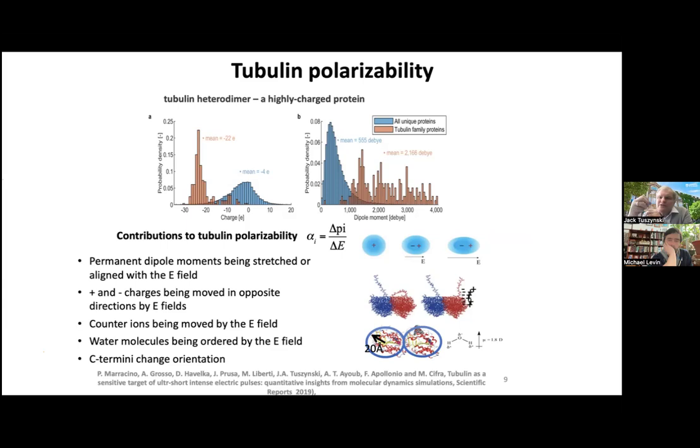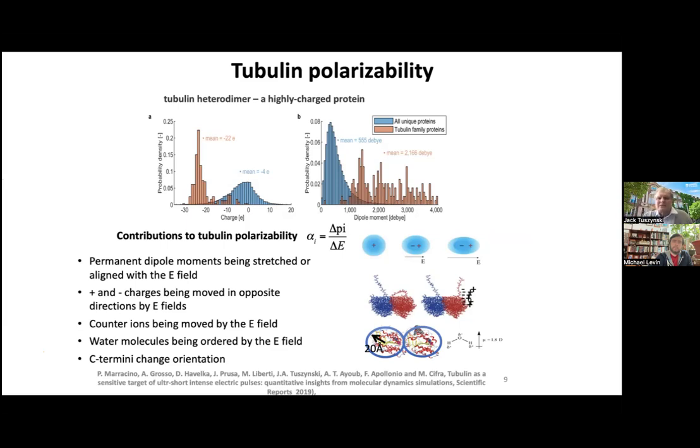So stretching, reorientation, alignment, and then finally water molecules I mentioned to you. In the slide, at the bottom right-hand corner, you see a water molecule with the charges and a 1.8 Debye dipole moment. Water molecules will reorient themselves, but if the field is oscillating, they will oscillate with the field.